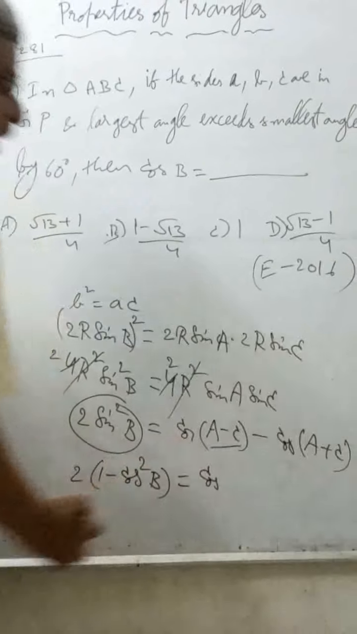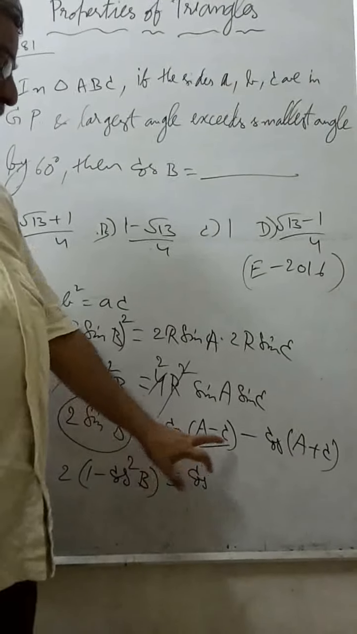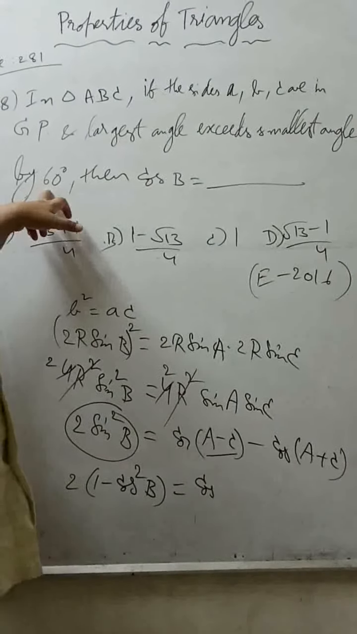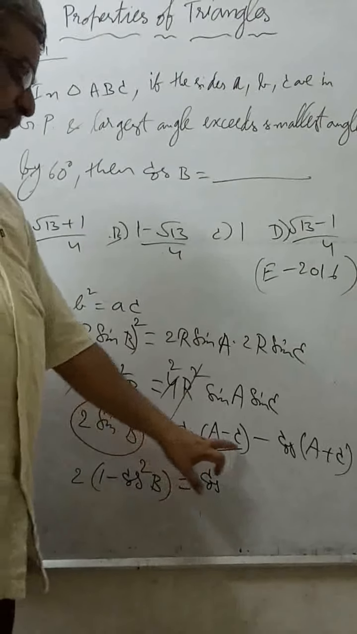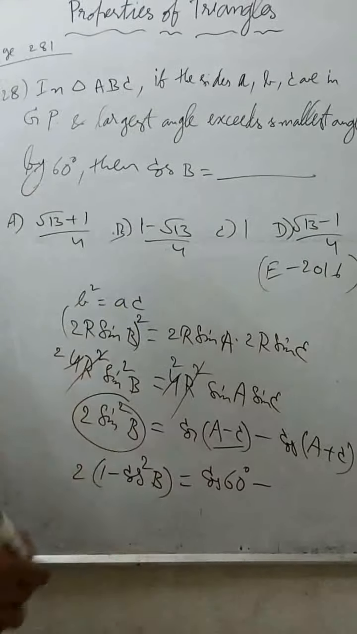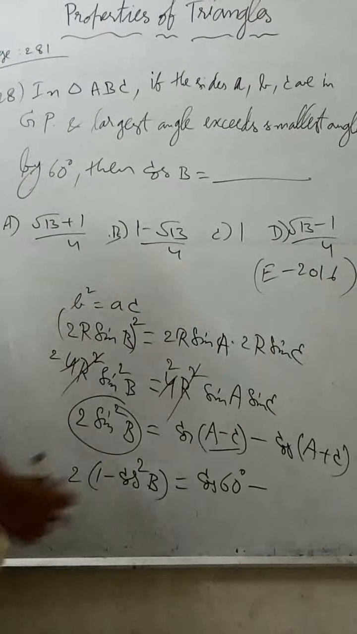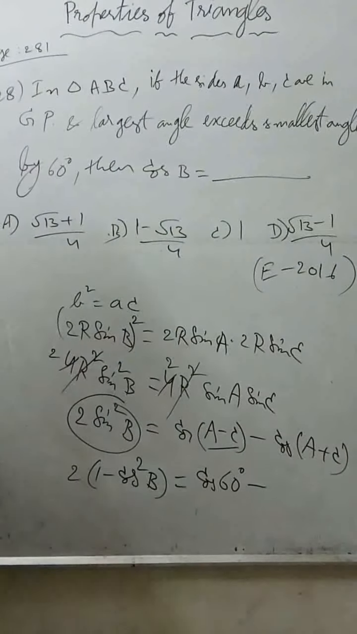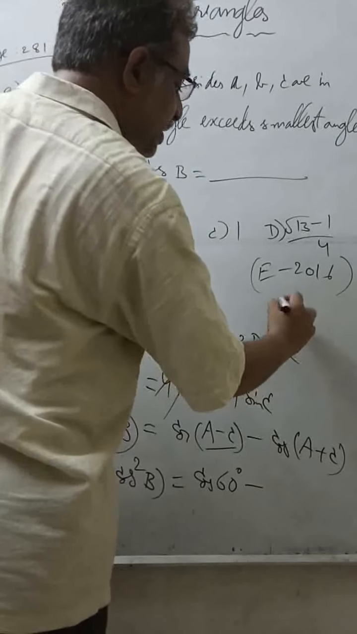The largest angle minus the smallest angle is given as 60 degrees. So A minus C, I can write as 60 degrees, minus cos of A plus C. What is the value of cos of A plus C? A plus B plus C is 180 degrees.